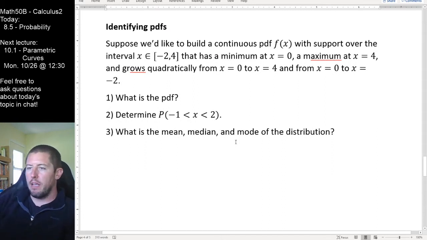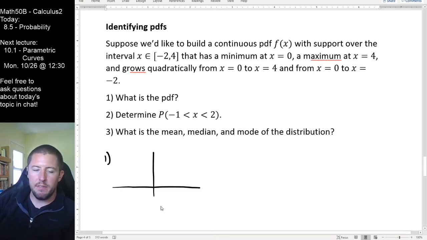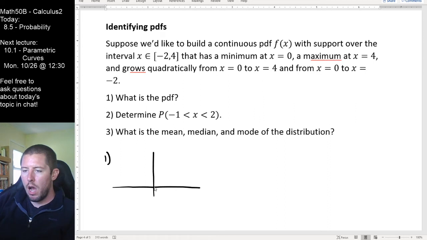So I want to think about what was described to me. And by the way, thinking towards the by-hand homework for this week, draw a picture for yourself, just sketch some stuff out. All right, so for problem number one here, what is the PDF? I've been told a couple things. My probabilities are always positive. So as I'm graphing PDFs, I never need the bottom of my graph because I'm never going to have a negative probability. What I know is I expect this thing to have a minimum at x equals 0, a maximum at x equals 4, and it should grow quadratically.